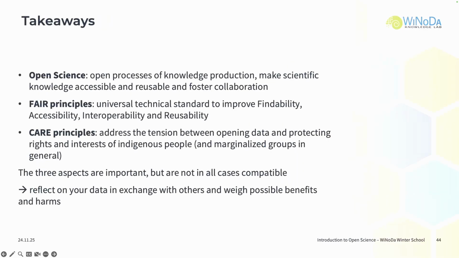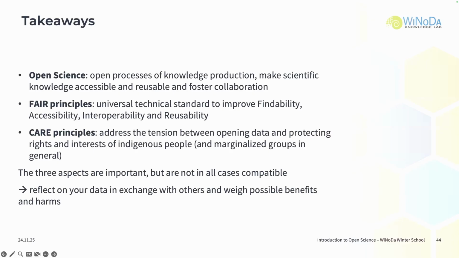To wrap up, what would be the takeaways from the presentation of open science and FAIR and CARE? In a nutshell, the three principles approach open research data from three distinct but complementary perspectives. Open science is about opening the process of knowledge production. The FAIR principles are rather a universal technical standard to improve findability, accessibility, interoperability, and reusability. And the CARE principles address the tension between opening data and protecting rights and interests of indigenous people, and you could say marginalized groups in general, though they are a call, if there is a tension, to reflect on these issues. Of course, the three aspects are important all in their own rights.